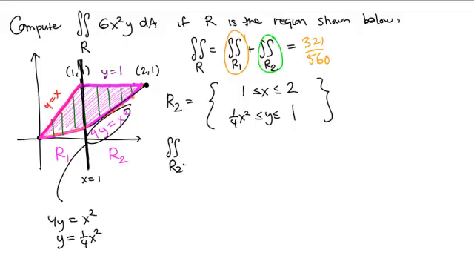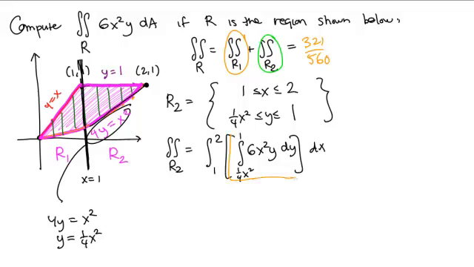Fubini's theorem says that the double integral over it is expressed as an iterated integral. We'll integrate the function 6x squared y with respect to y from the bottom curve to the top curve, and then we will integrate this with respect to x from the left-hand side 1 to the right-hand side 2. All right, well, we're getting old hat at this. Let's focus on the inside integral first.